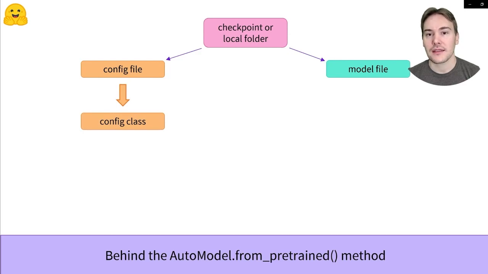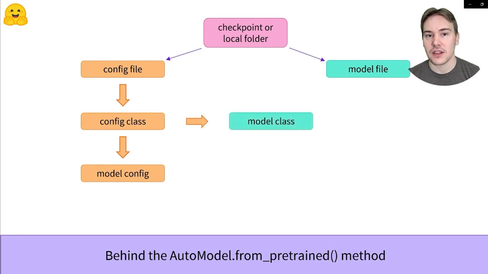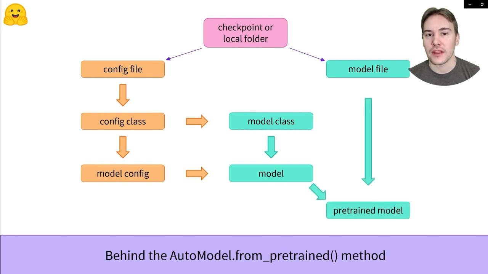The configuration class depends on the type of the model, BERT, GPT-2, or BART, for instance. Once it has the proper configuration class, it can instantiate that configuration, which is a blueprint to know how to create the model. It also uses this configuration class to find the proper model class, which is then combined with the loaded configuration to load the model. This model is not yet a pre-trained model, as it has just been initialized with random weights.